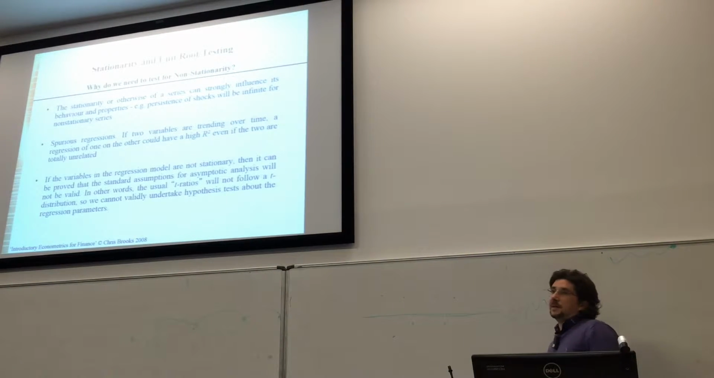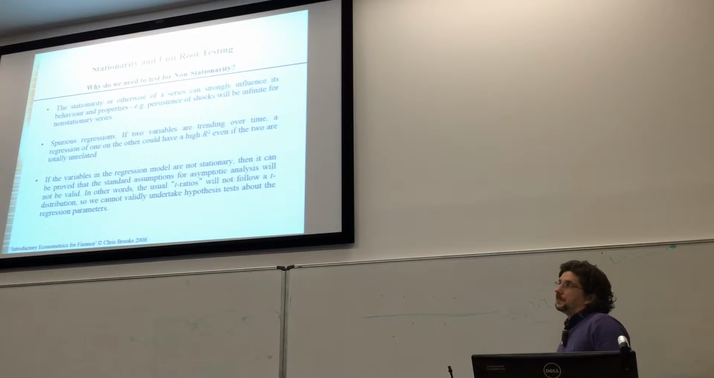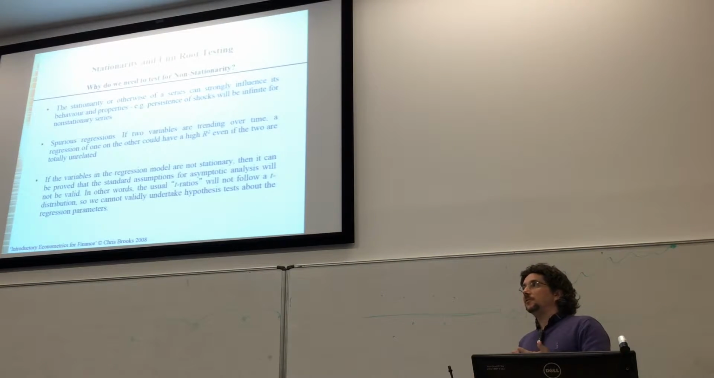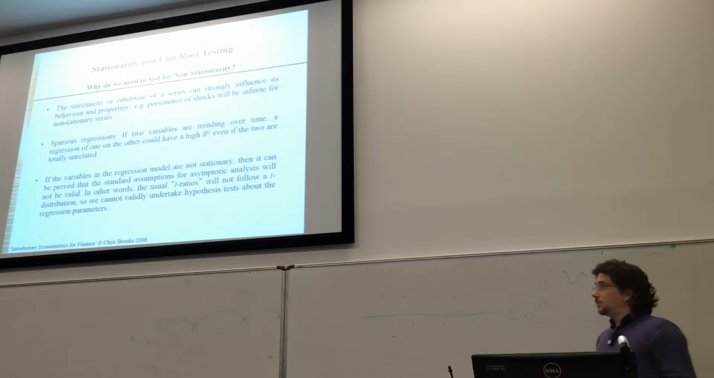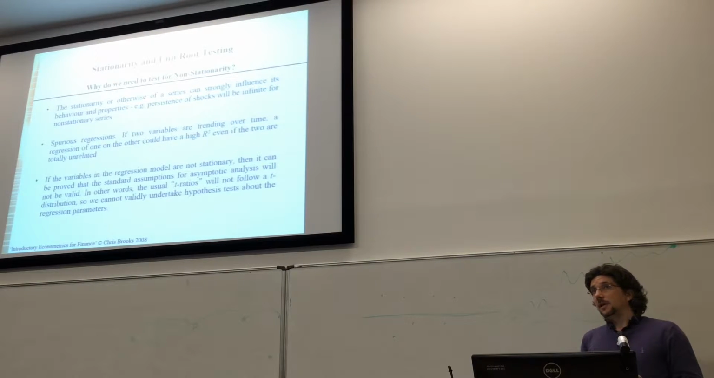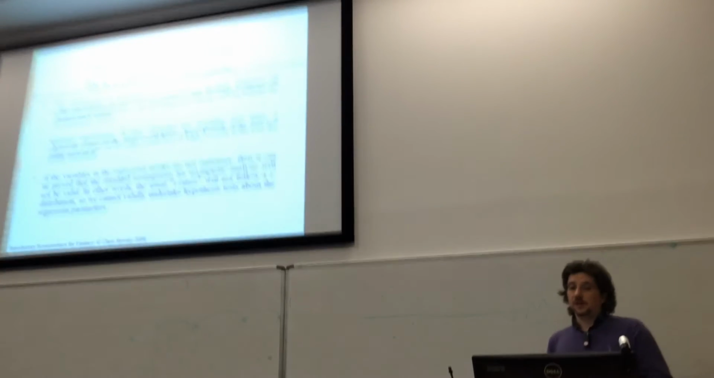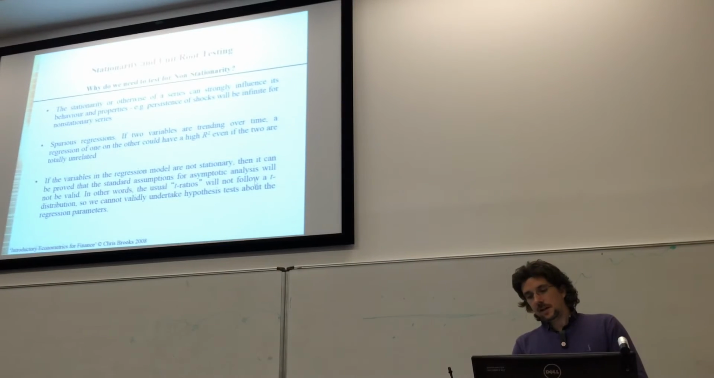For example, Norway's population is growing, and a share index is also growing. You might get a strong relationship between the two in the levels, whereas one may or may not be influencing the other. It's just a coincidence that they're both moving in the same direction. And all of the statistical tests that we do in our linear regression are no longer valid if you're dealing with non-stationary time series. The standard assumptions for our analysis will not be valid.